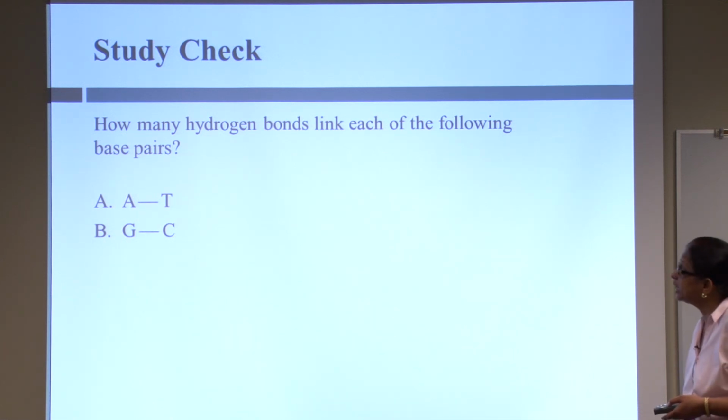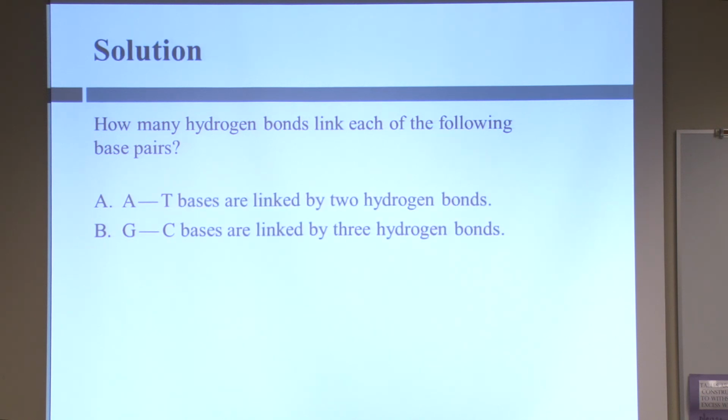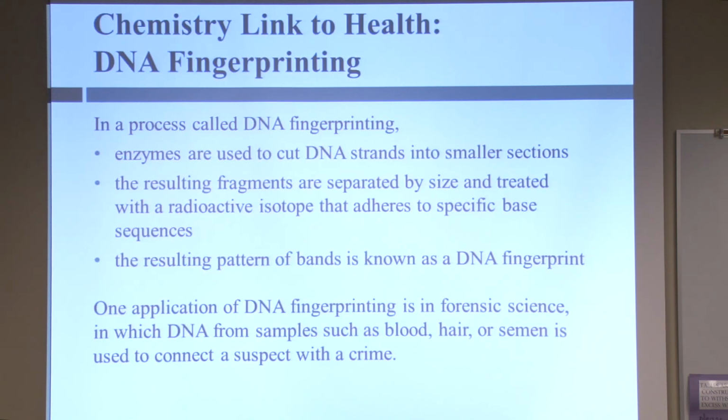Adenine, thymine, how many hydrogen bonds? We said 2. Guanine, cytosine, we said 3. So those are the hydrogen bonds.